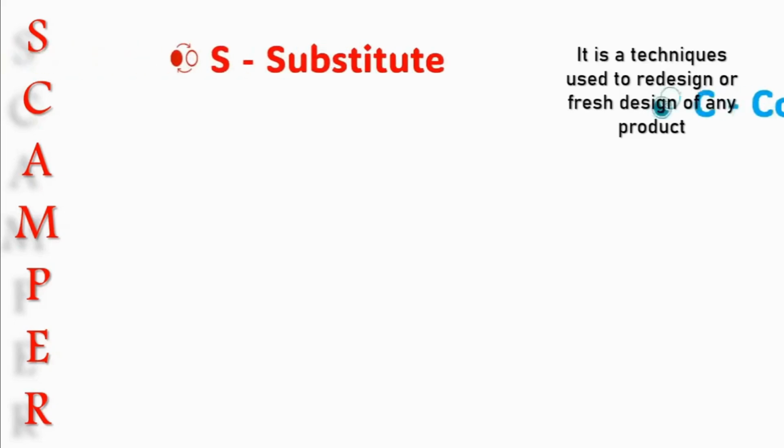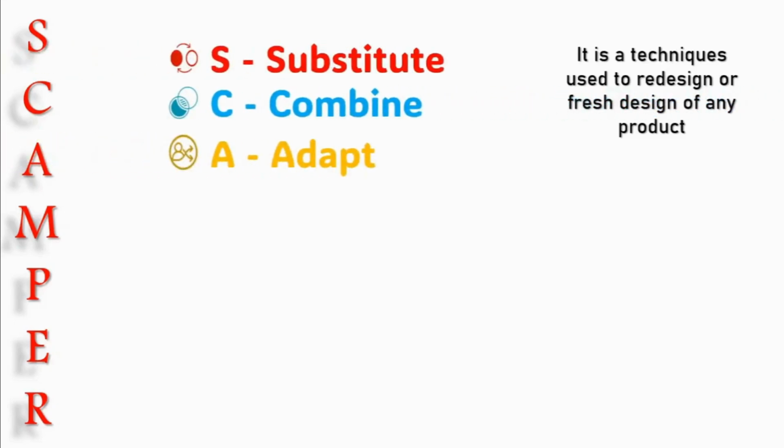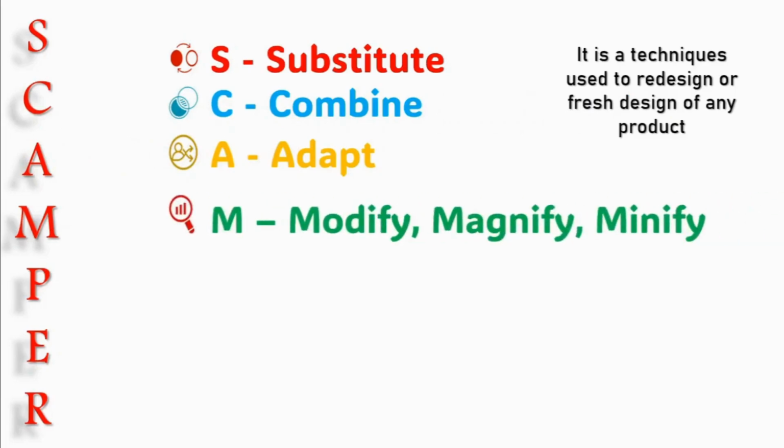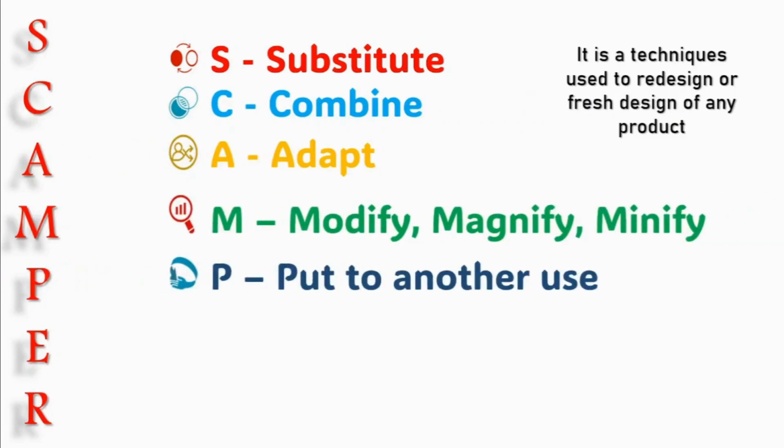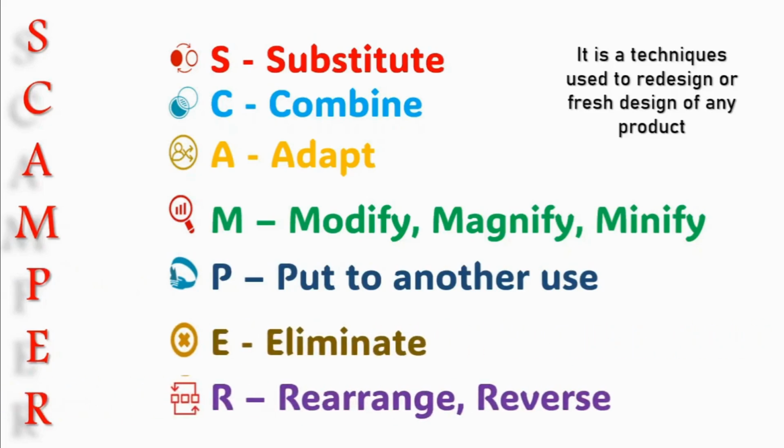So what is the meaning of SCAMPER? Basically S is for substitute, C for combine, A for adapt, M for modify, magnify, minify, P for put to another use, E for eliminate, and the last one, R, is for rearrange or reverse. So if you want to design any product, you can use the SCAMPER technique for the redesigning. Now let's explore this acronym, SCAMPER, one by one.